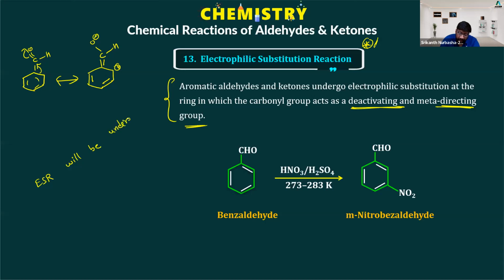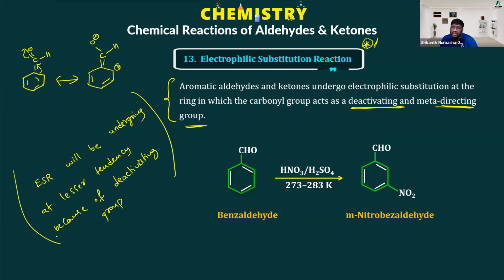Electrophilic substitution reactions will undergo at a lesser tendency because of the deactivating group. Because CHO is a deactivating group, it withdraws electron density from the ring, thereby decreasing the electron density on the ring. Because of the decreased electron density, electrophilic substitution reactions are not going to happen at a greater rate. So these are the different types of chemical reactions shown by carbonyl compounds.